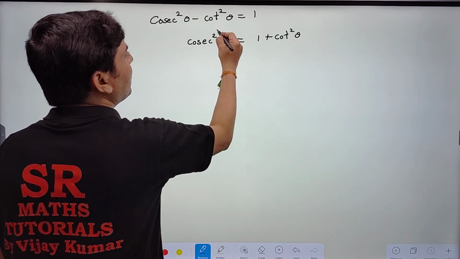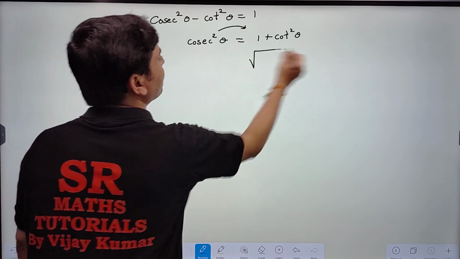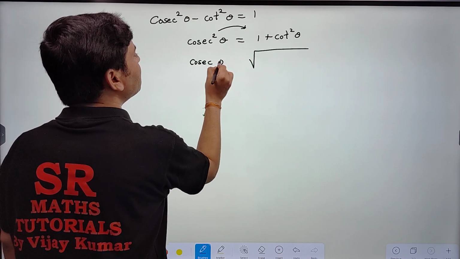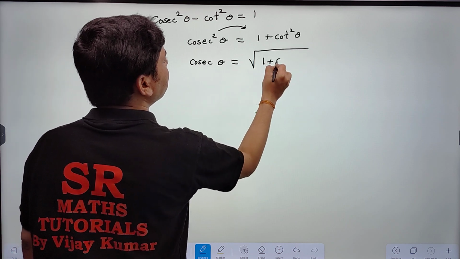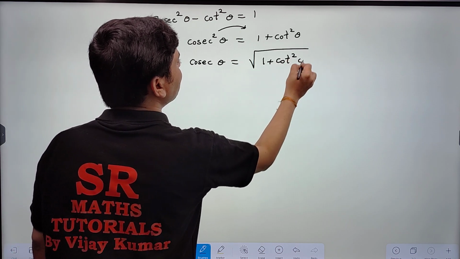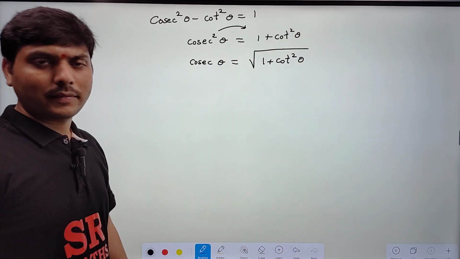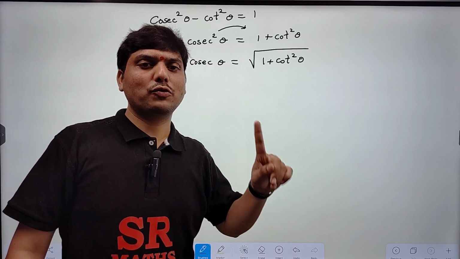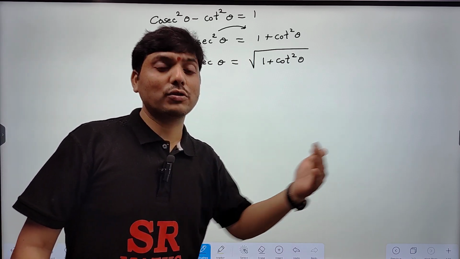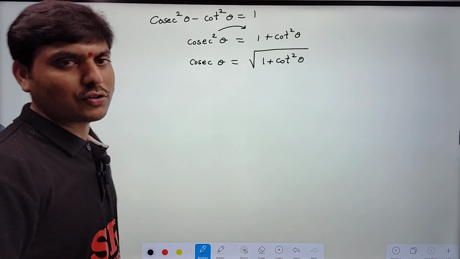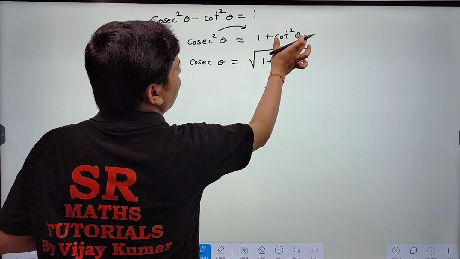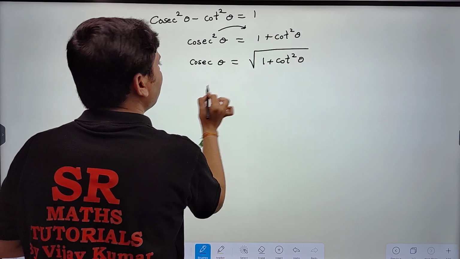What do you say about cosecant theta? Immediately, square becomes square root. You write the left side terms as they are, the right side terms as they are, they cannot be changed. Only square root is applied. Is that clear, students? Cosecant square theta minus cot square theta is equal to 1. Cosecant square theta is equal to 1 plus cot square theta. Cosecant theta is equal to under root of 1 plus cot square theta.